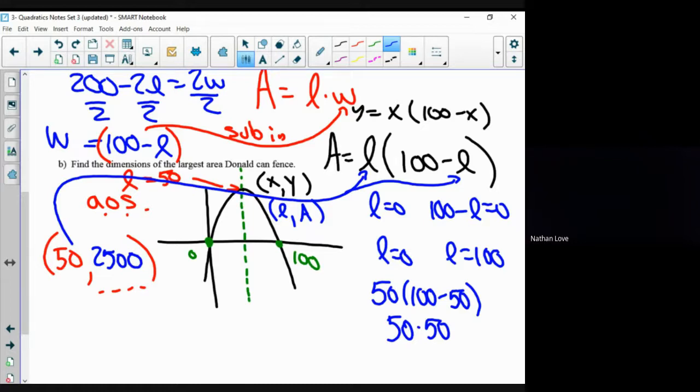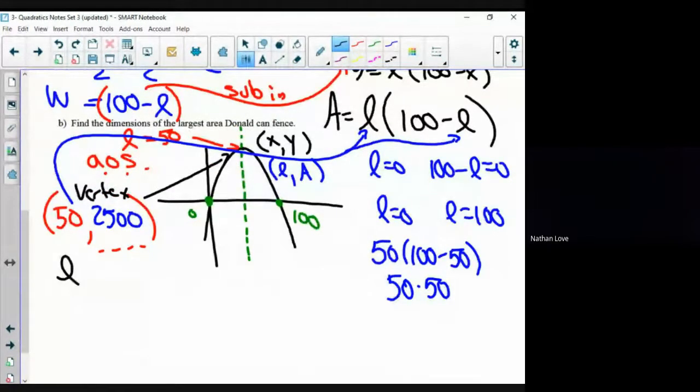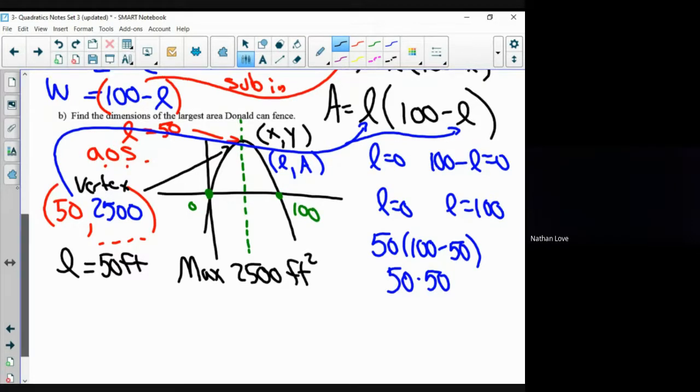That is your vertex. That's the highest point on this parabola that we drew. So would it be max? So my length is, yes, my length is 50 feet. My max area is 2,500 feet squared. All right? That's your square feet.